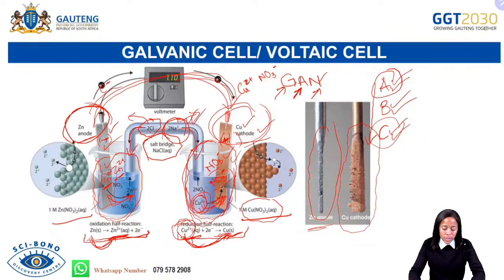So that is one of the functions of the salt bridge. That is to maintain what? To maintain electrical neutrality between the two half cells. And again, the function of the salt bridge is to what? Is to complete the cell. If we do not have the salt bridge, then the cell will be incomplete. If the cell is incomplete, then we are not going to have a reading on the voltmeter there.